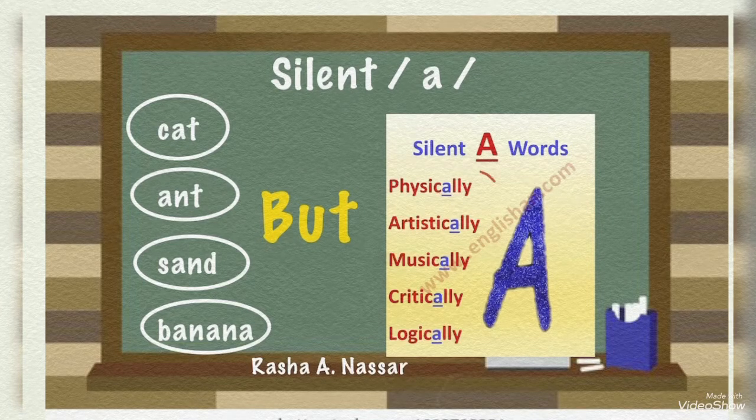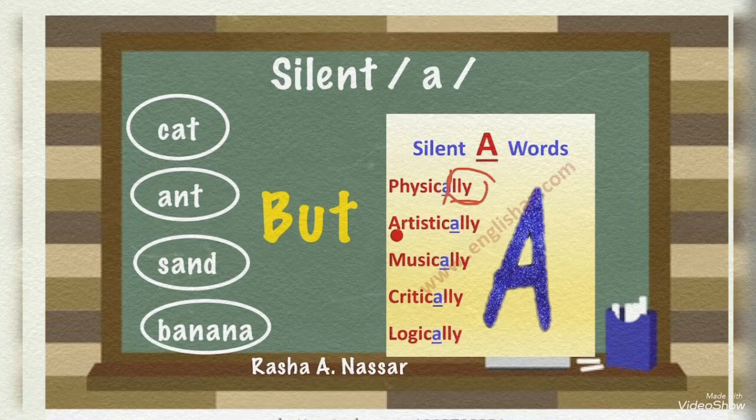Words ending with LLY. So in this word, I will not read letter A. I will cut it, get rid of it. So I will not read it "physically"; I will read it "physically" without the A. Here letter A is a silent letter. Why? Because it comes in a word ending with LLY. Let's see the next word.